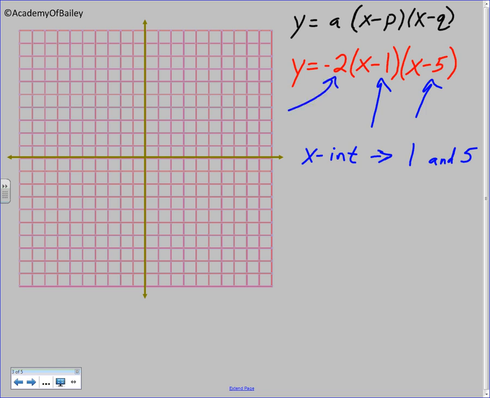Looking here, a is -2, so does the graph open up or down? Since it's negative, it's going to open down. So x-intercepts means that the graph is going to cross at +1 and +5 on the x-axis.